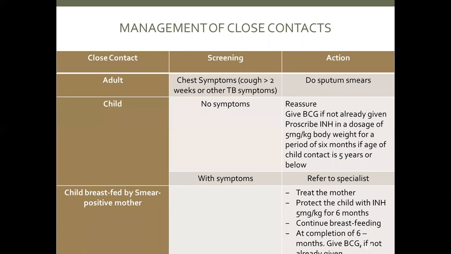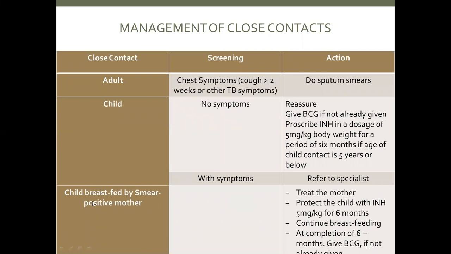So if we talk about management of close contacts, if we deal with close contacts who are adults, go for chest X-ray if symptoms like cough for 2 weeks and other symptoms of TB are present, and go for sputum smear test. If the contact is a child and has no symptoms, then reassure, give BCG if not given already, and prescribe INH in this dose for 6 months. If the child is 5 years or below. If a child has symptoms, then refer to a specialist for treatment.